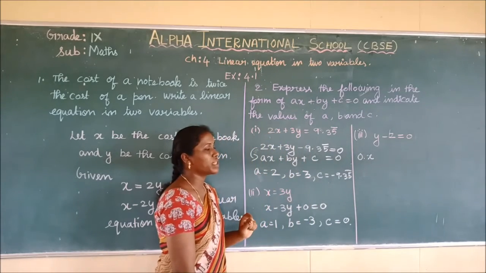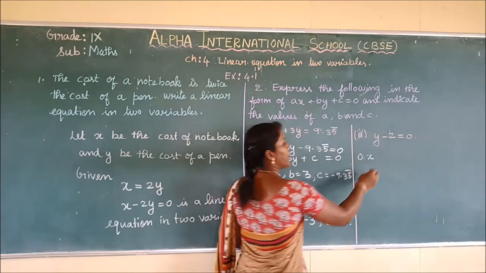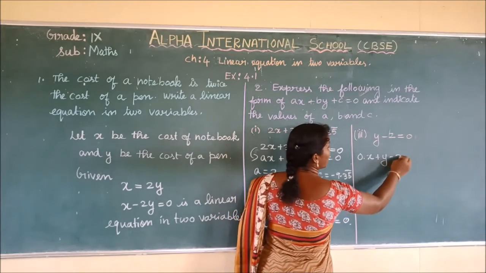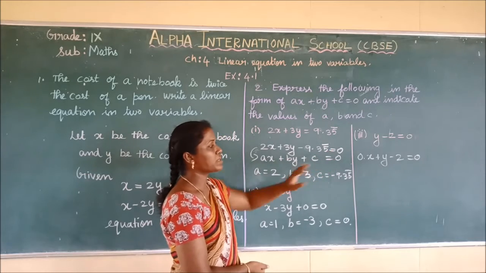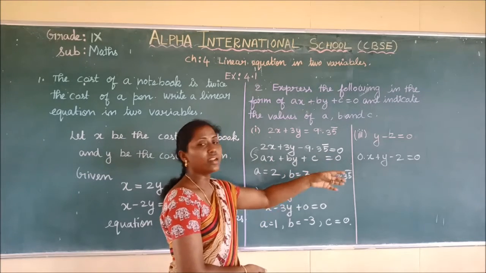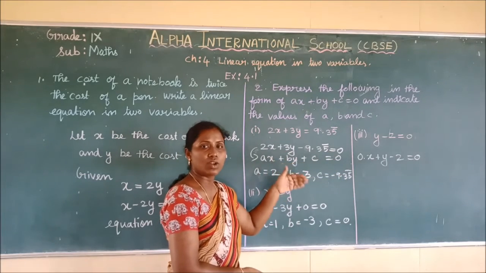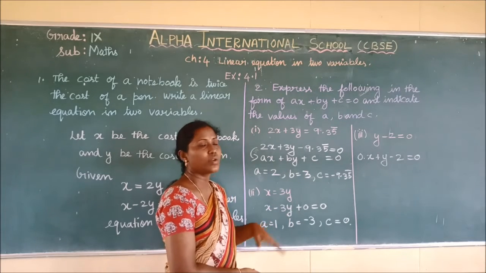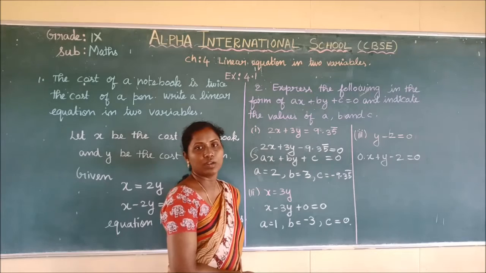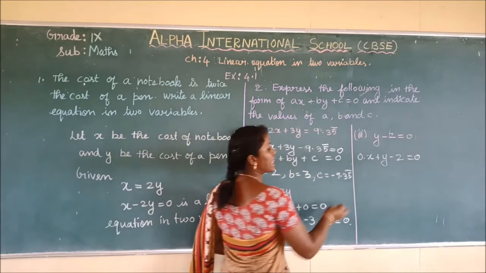Just take the coefficient as 0 into x, plus we are having y already, and minus 2 equal to 0. See, the given equation we have expressed in the form of x, y and constant. The x term is not there. Let's take the coefficient of the term as 0 and indicate it in the equation. Okay, so now, what is a?